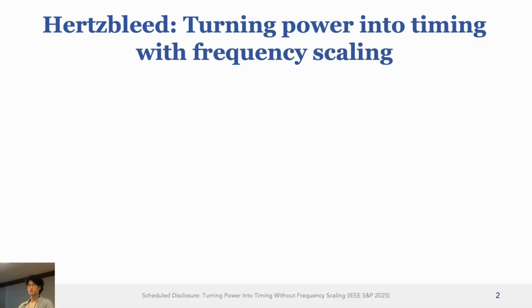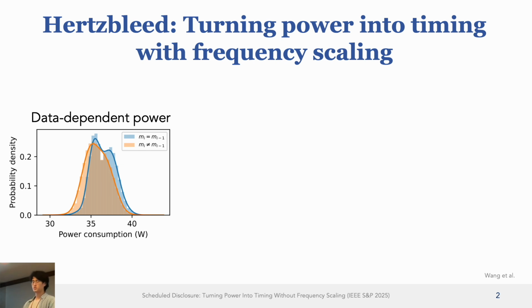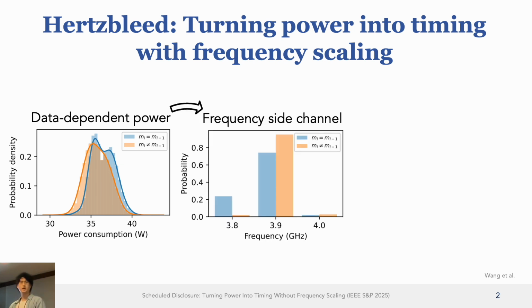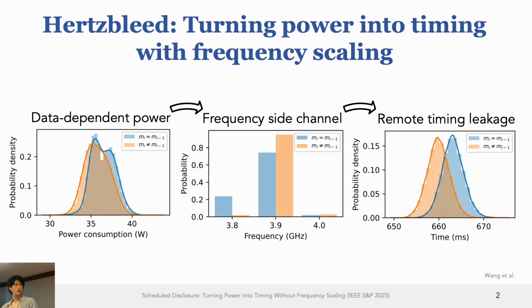Heartspeed is a recently discovered vulnerability that turns power sidechannel attacks into remote timing attacks with frequency scaling. When the workload consumes more power, as shown by the blue trace in this figure, the processor runs at a lower frequency, resulting in longer program runtime observable through remote timing analysis. This challenges decades of research on mitigating both power sidechannel attacks and remote timing attacks.